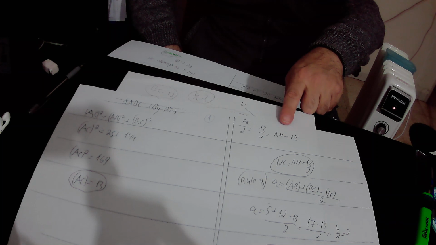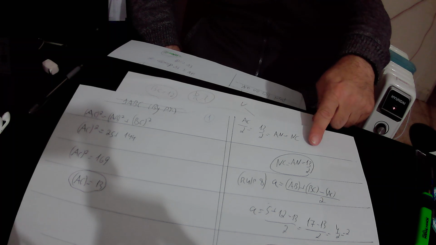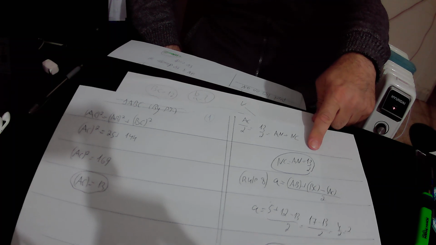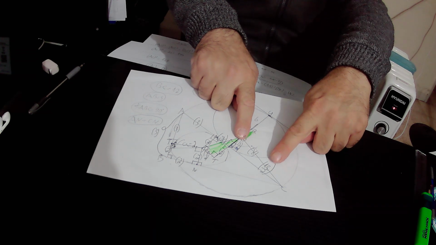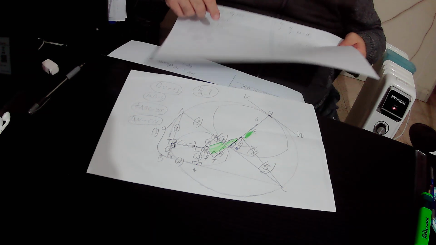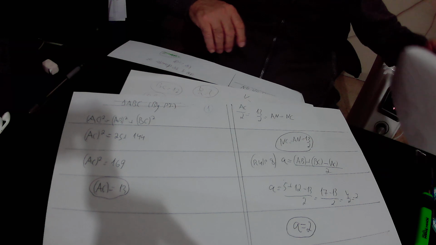So from this equation we can derive that NC equals AN equals 13 over 2. Each half equals 13 over 2. The second half NC equals 13 over 2. In the next step I presented to you rule number 8 and implemented rule number 8 in our drawing.